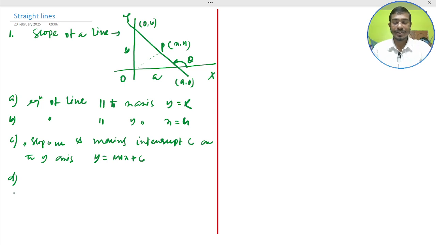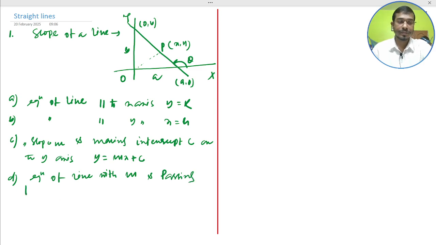Next, the equation of a line with slope m passing through the point (x1, y1), very important. The equation would be y minus y1 equal to m into x minus x1, where m is the slope. This is the equation.